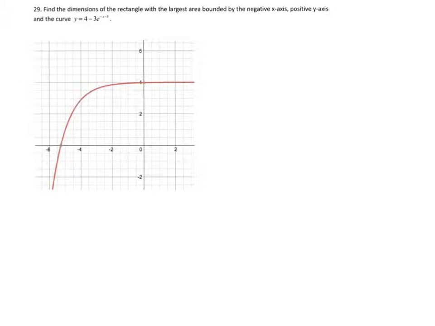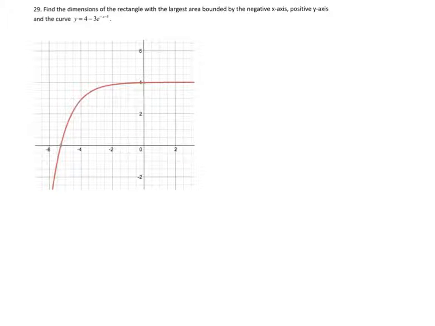And this problem is not in the notes, but I wanted to do the area of the rectangle problem too, just in case anyone's still confused on that. So if you want to find the dimensions of a rectangle with the greatest area bounded by a certain graph and certain axes, first you want to figure out what the function looks like. If it's not graphed for you, you can graph it in the calculator. This one's already graphed for us.